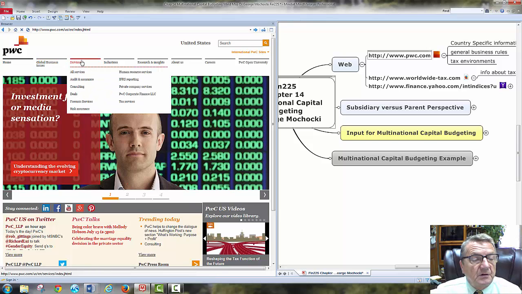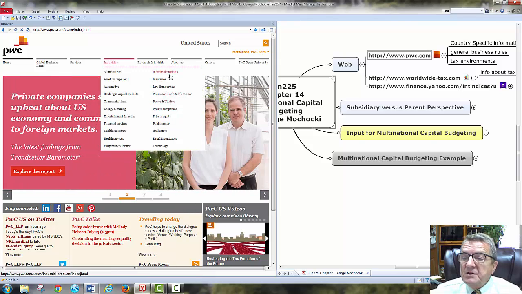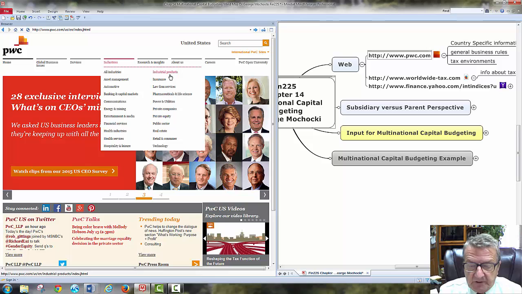It has information and services, audited assurance. So it does other things. But it also gives you information about different industries, your power utilities. So you find information on here in general business rules for that industry as a whole and the general tax environment. So when I'm looking at capital budgeting, I'm opening up what are the rules, what makes sense. Should I open up that project at that subsidiary?